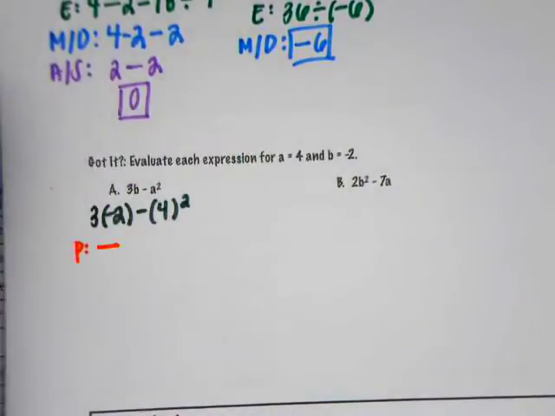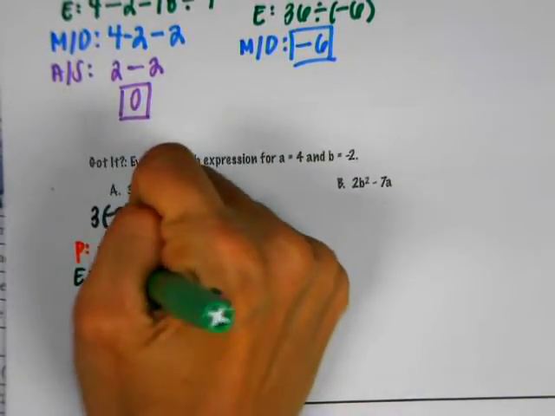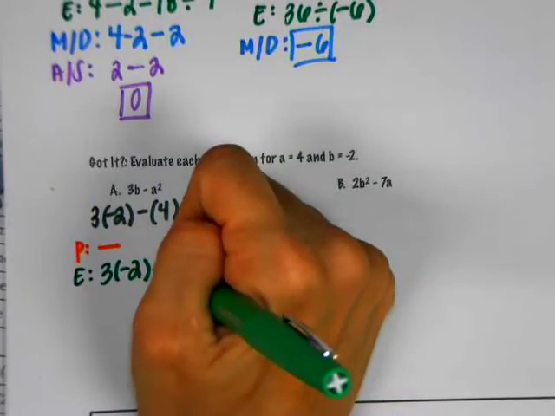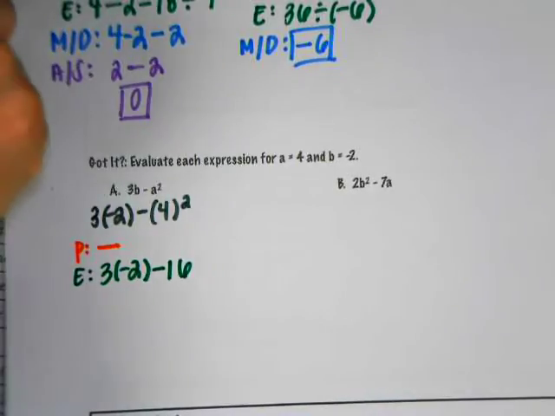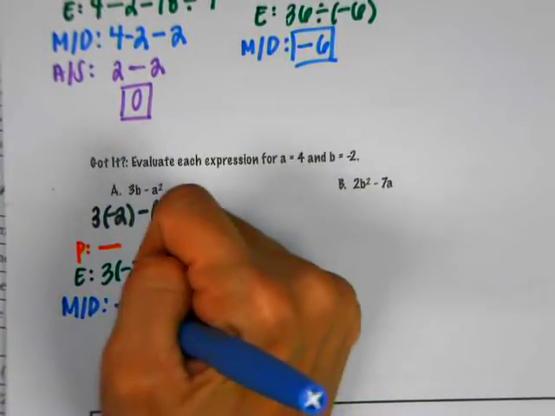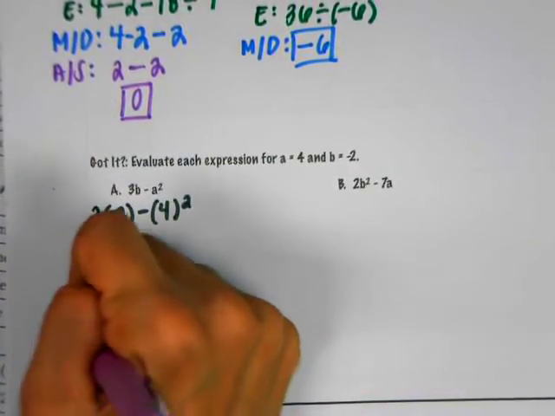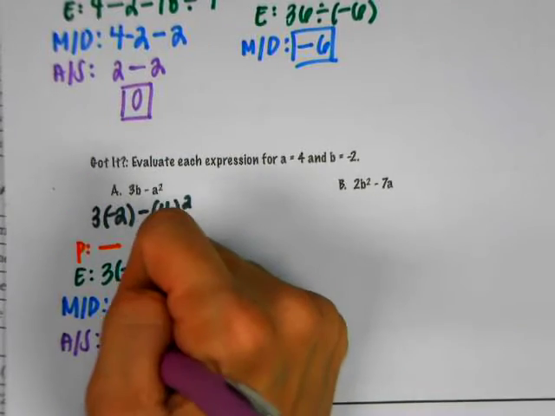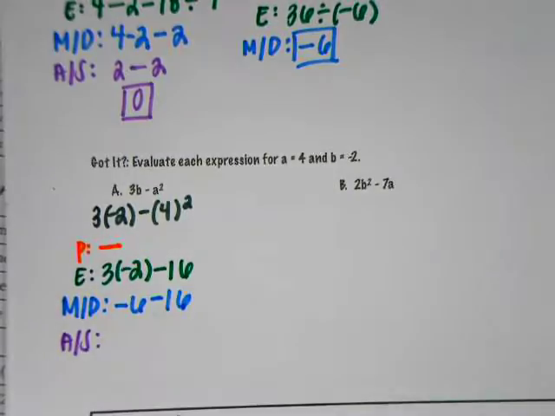Parentheses, we don't really have anything. Exponents, we do. What is 4 squared? 16, yep. Okay, multiplication and division. 3 times -2 is -6. And then addition and subtraction to finish it off. -22, right? Yeah. Why would you add? Because they're both negative, so they're both going in the same direction, kind of like one's going on top of the other one. Does that make sense? Okay.